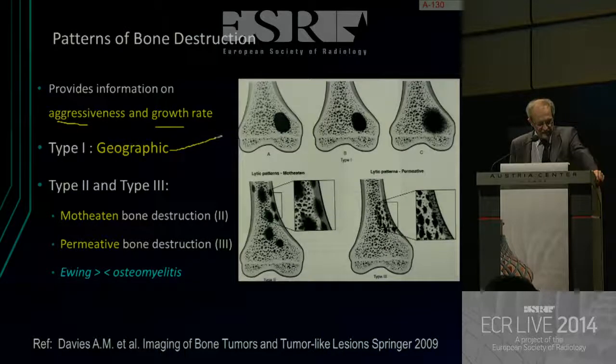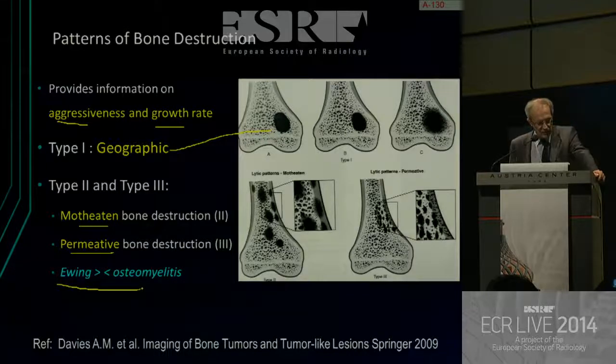So geographic is slowly growing, certainly when there is a sclerotic reaction, and when there is no sclerotic reaction, it is already more aggressive. If you see a moth-eaten bone destruction with large osteolytic areas in the bone and in the cortex, or permeative bone destruction with smaller lytic areas, you should think of an aggressive lesion, and this does not mean malignant, it means aggressive.